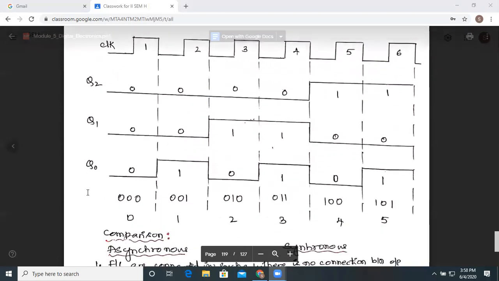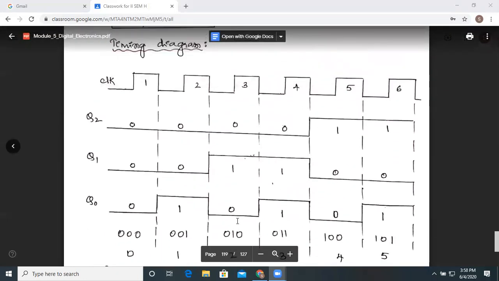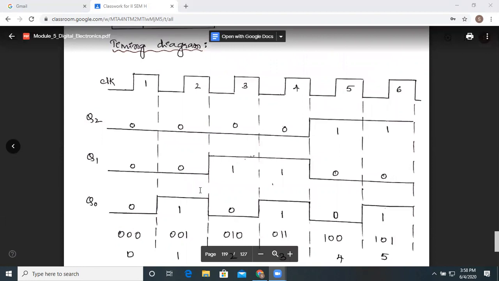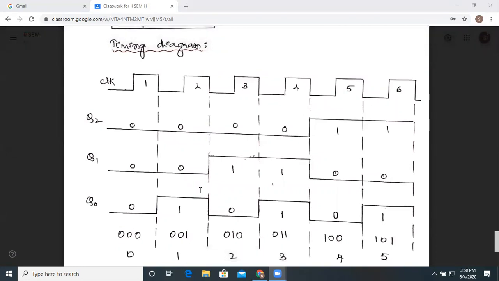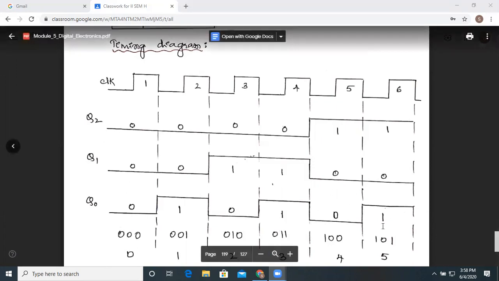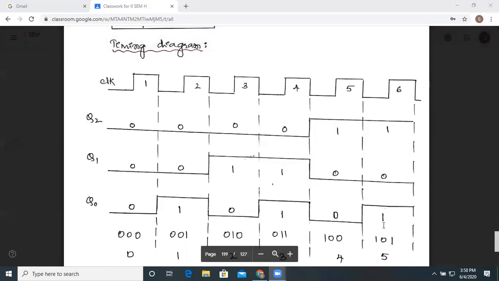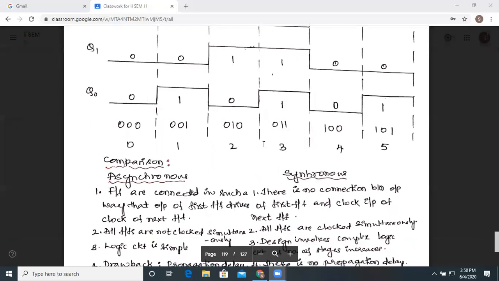Here is the timing diagram for it. The timing diagram will resemble the modulo 8 timing diagram, but here we are representing only 5 clock pulses. That's all. We'll have only 5 clock pulses.